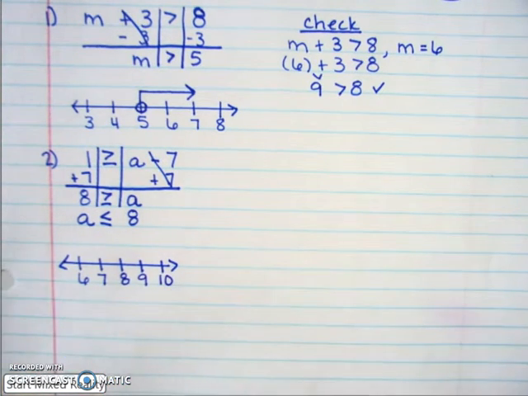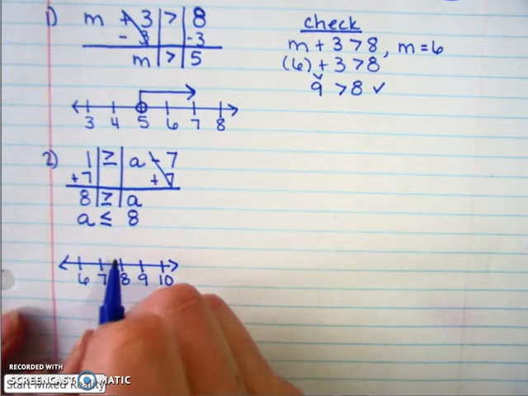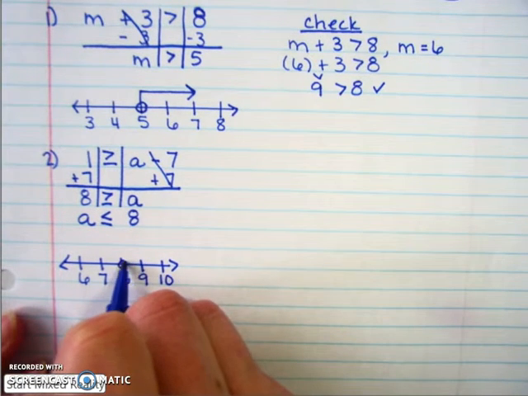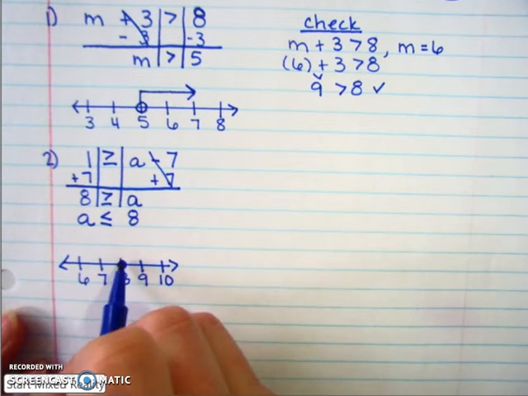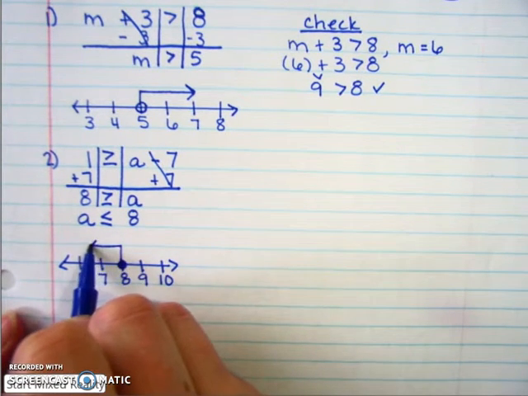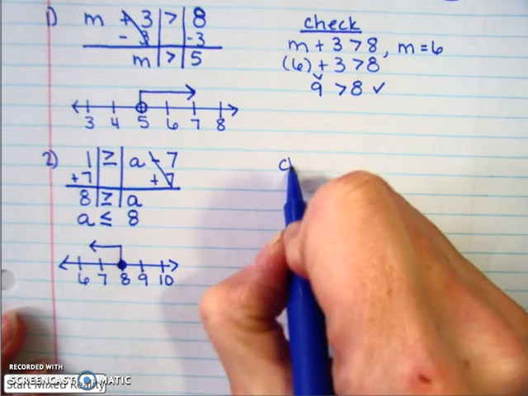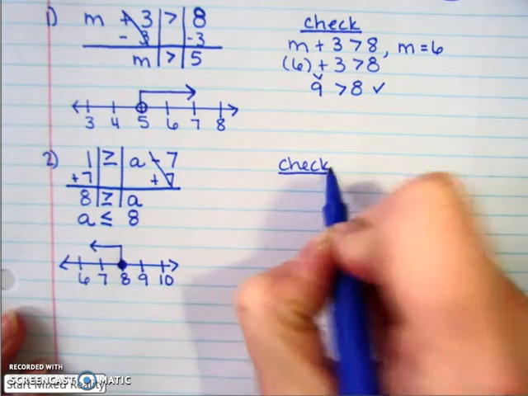Okay, now if a is any number less than or equal to 8, I'm going to put a closed circle on 8. Since a is less than or equal to 8, it's going to be all the numbers to the left. Now let's check.